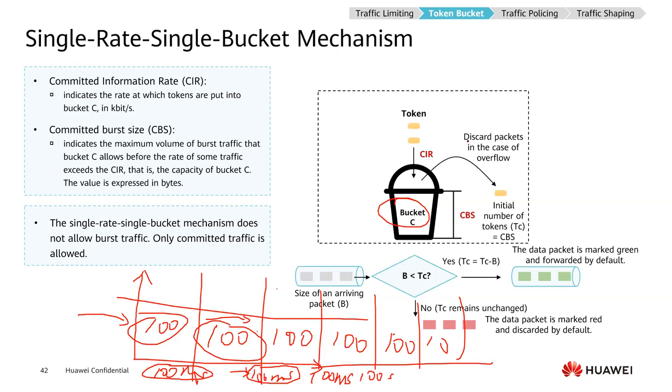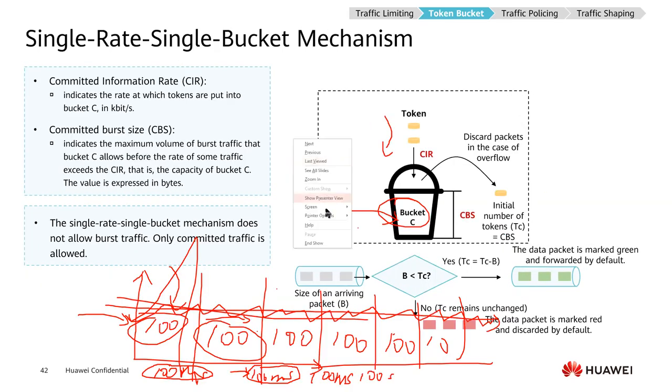We will not just immediately put all the tokens into the bucket. Like every 100 milliseconds we'll put 100 tokens. So in this way, when traffic is forwarded out, the speed will be much more even. It will not go out like this, or just burst forward out like this. So it will not impact other traffic. So that is why we need the bucket.